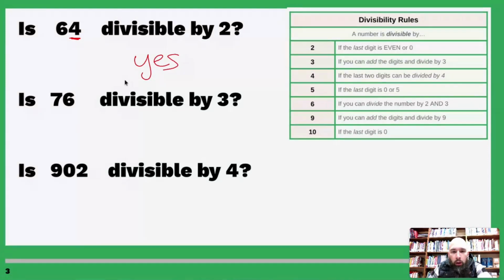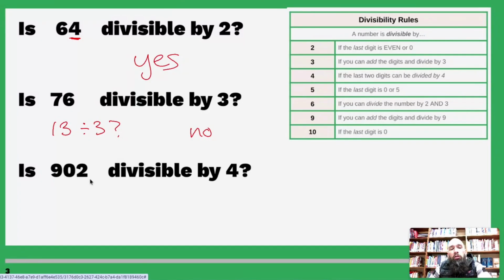All right, so we're off to a good start. Is 76 divisible by 3? Well, if you can add the digits and divide by 3, then it's divisible by 3. 7 plus 6 is 13. Is 13 divisible by 3? No. So 76 is not divisible by 3.